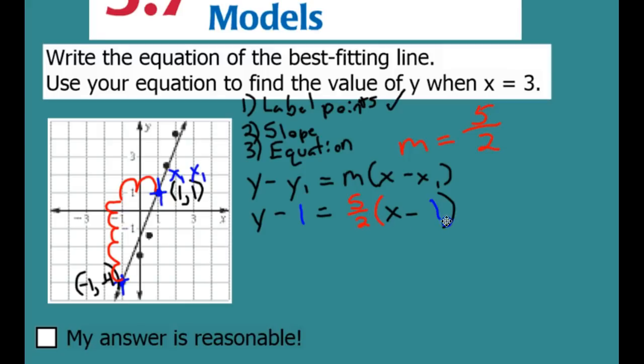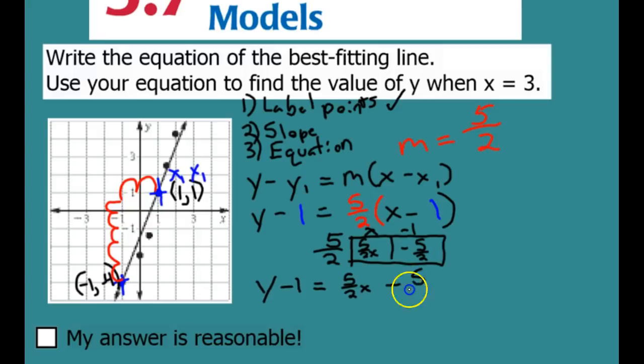Now we need to get rid of these parentheses, and we're going to do that by drawing our box. So 5/2 goes out in front, and x minus 1 is on top. 5/2 times x is 5/2 x. 5/2 times -1 is -5/2. So y minus 1 equals 5/2 x minus 5/2.